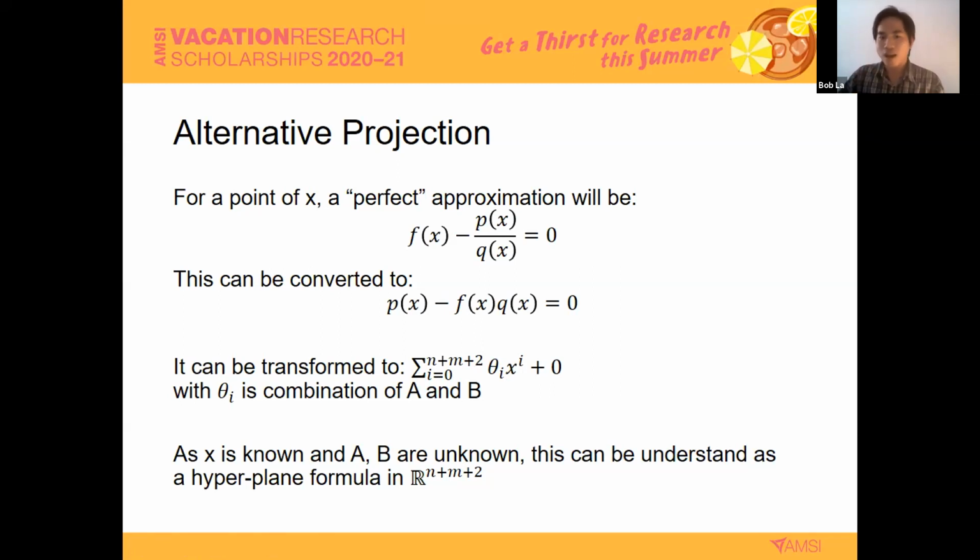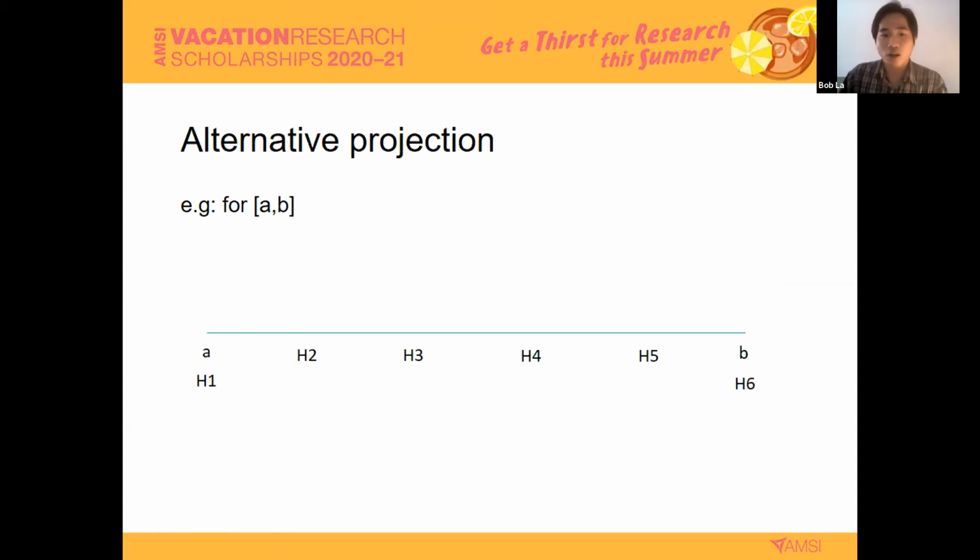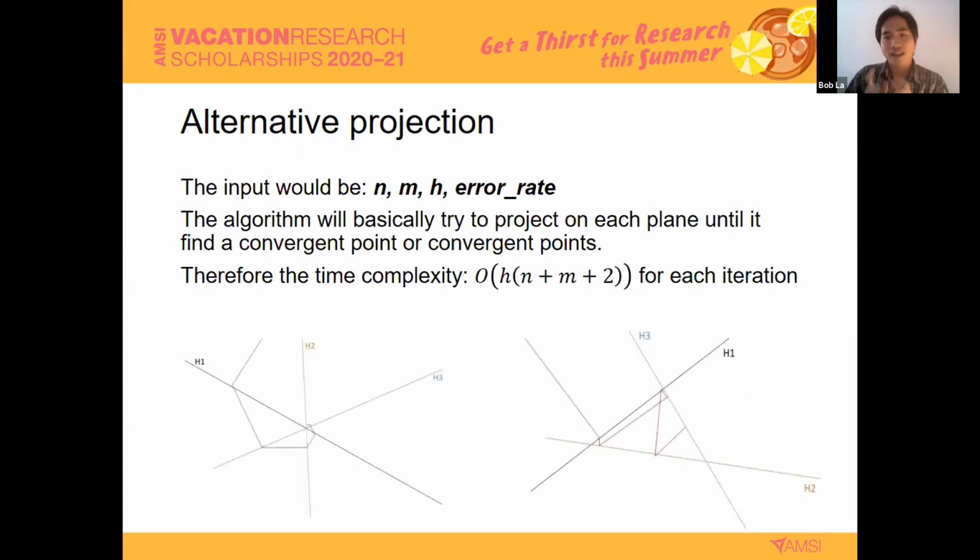So if we have just one point, we can find the coefficients A and B in the space of R^(n+m+2). We can find that in a hyperplane using the hyperplane formula. That's one point. How about multiple points? For example, if I try to approximate from a to b, we can have multiple hyperplanes. The number of hyperplanes is infinite, of course. But for example, from a to b, I only break it into 6 hyperplanes, each of them being a perfect approximation at exactly one point. The intersection of all those hyperplanes, because they all live in the same space, R^(n+m+2), should be our solution. That is the whole basic idea of our method.